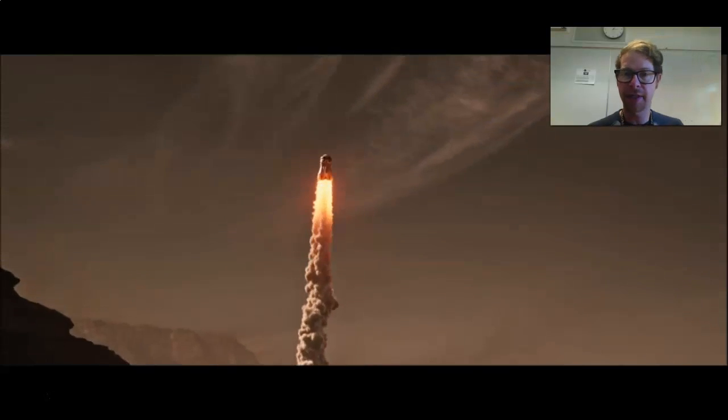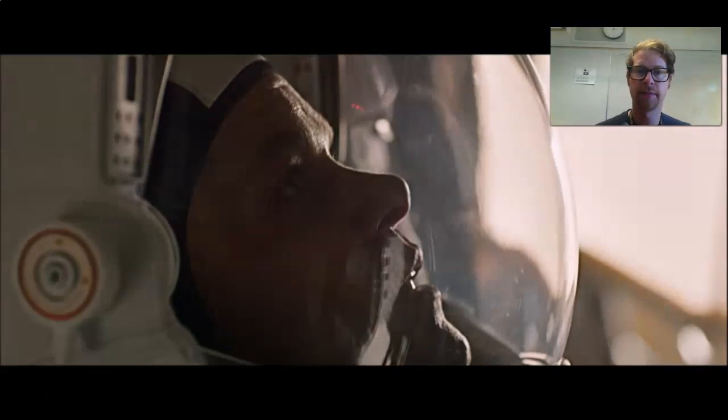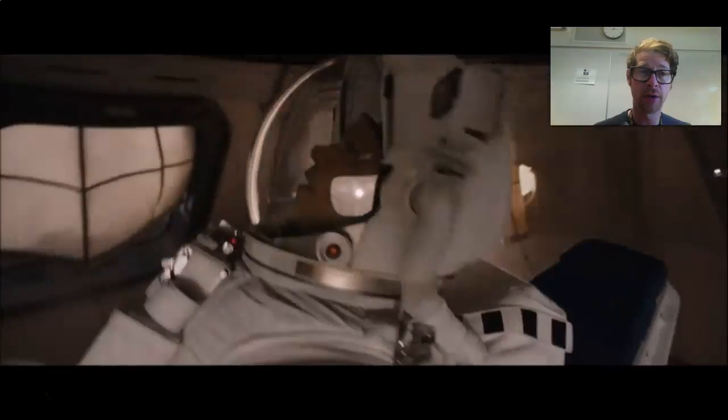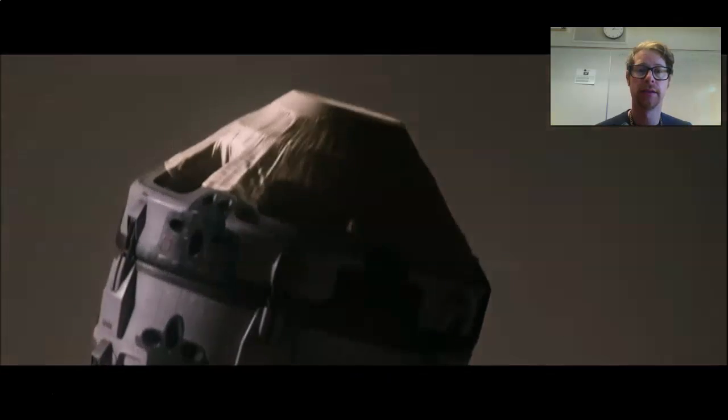Craft is taking off from the surface of Mars. The Martian atmosphere is only 10% of the Earth's atmosphere, so it's much easier to get out of Mars' atmosphere. There were no windows left on this craft.